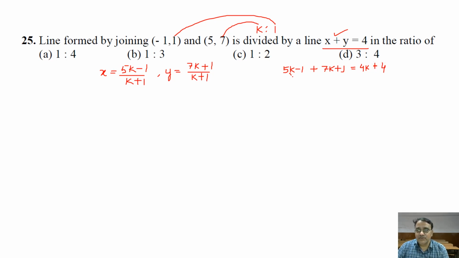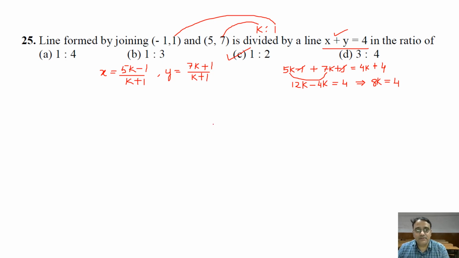Yes, sir. So 5k plus 7k is 12k, and -1 plus 1 will cancel. Shift 4k here as well, and this is equal to 4. So what we are going to get, 8k is equal to 4. So what is the value of k? 1/2, that is 1 is to 2. So the correct answer is C, right.